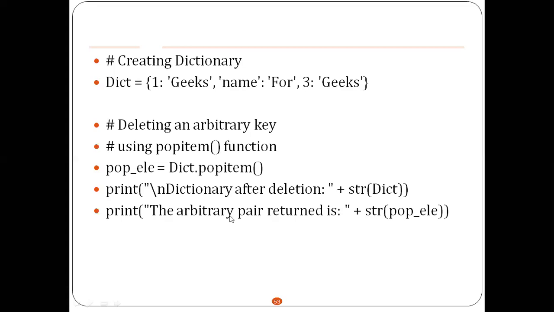So once it is done, what do you have? Dictionary after deletion, that is a string, and the arbitrary pair returned is. What is the value that is actually returned by popitem, or deleted by popitem? That arbitrary pair is the key and value pair that has actually been deleted. That is called the arbitrary pair returned, so that is the string pop element.